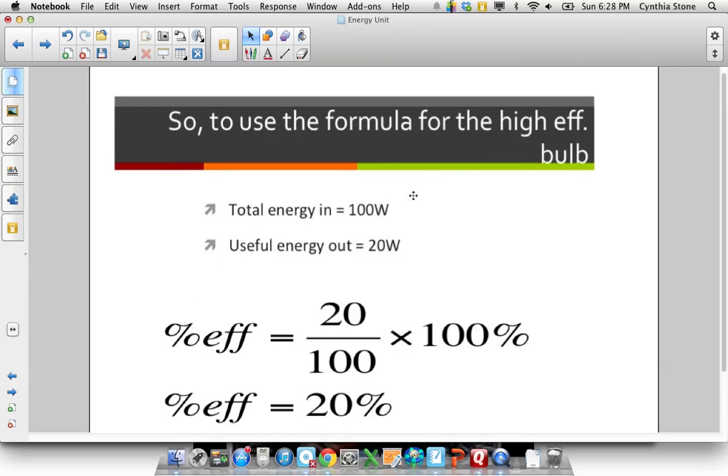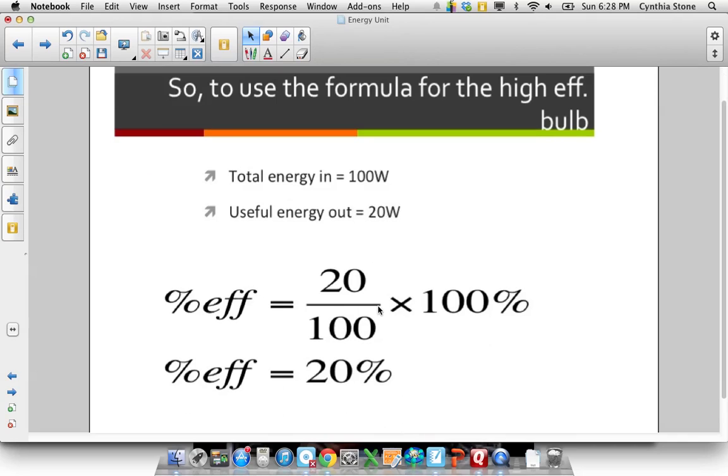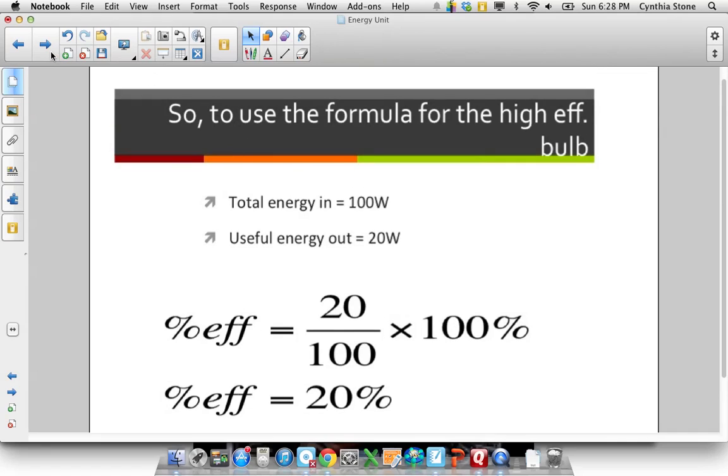Here's my example for the light bulb. If my energy in was 100 and my useful energy is 20, I calculate percent efficiency. So it's 20% efficient. That was the easy one, just 20 and 100. They're not always that easy.